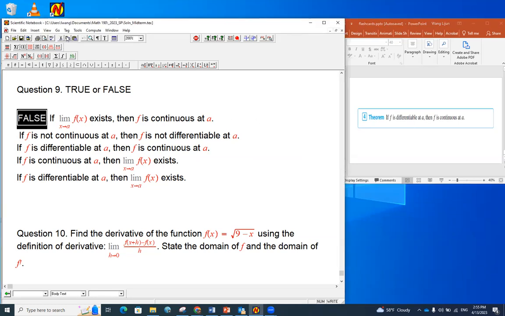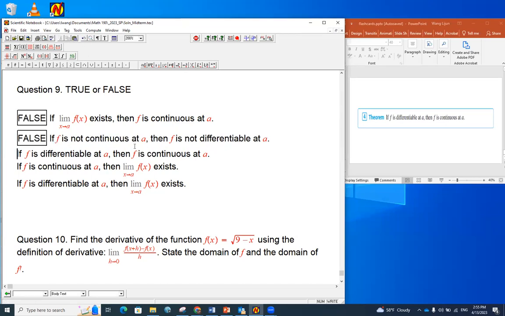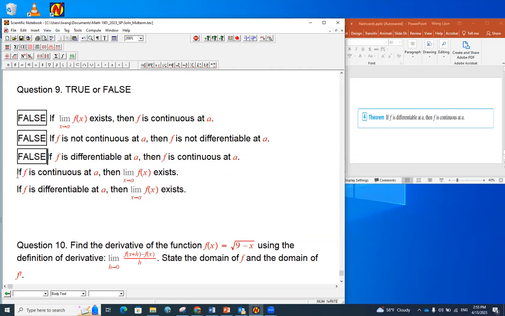So the second question is false. True, false is false. The third one, if f is differentiable at A, then f is continuous at A. That's confirmed. That is true, not false. So the third question is asking directly on the theorem. If it's differentiable, then it's continuous, right?